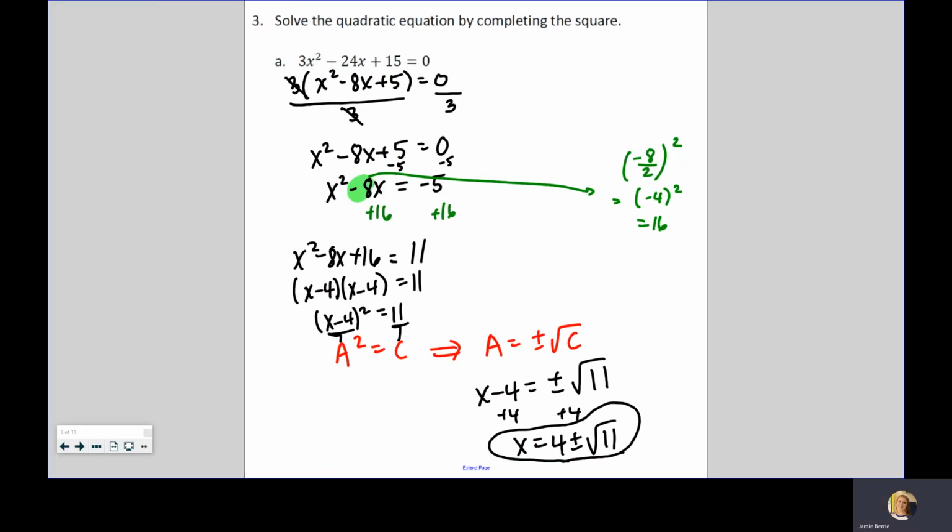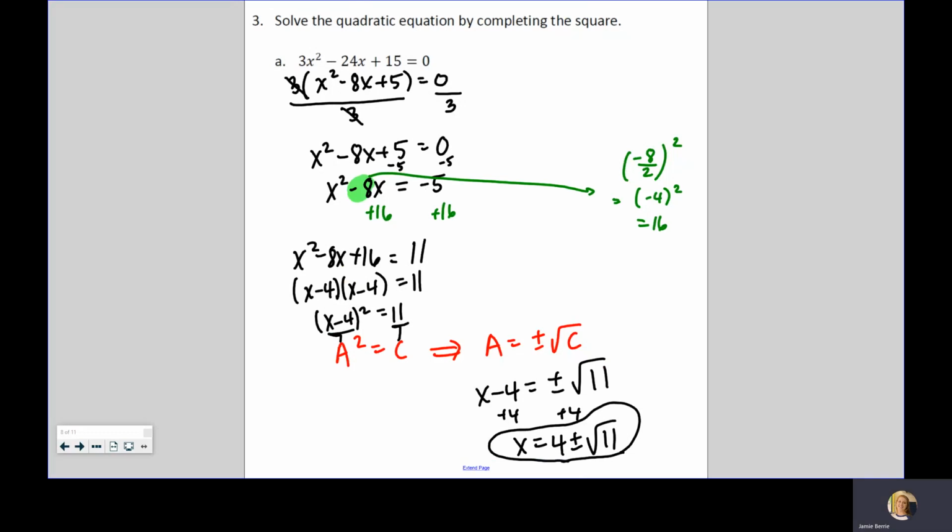So that is completing the square. So basically you take something that's not a perfect square trinomial and you complete the other side so that it forms itself into a perfect square trinomial. So that's why it's called completing the square.